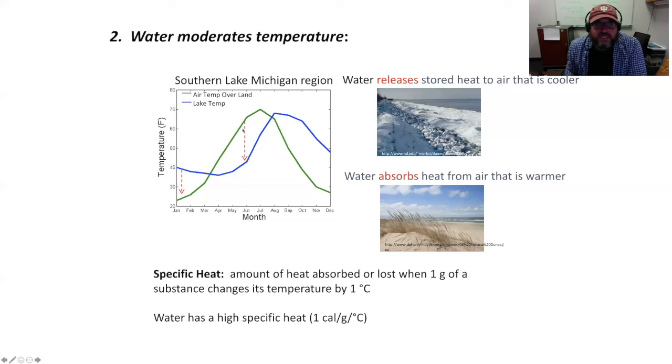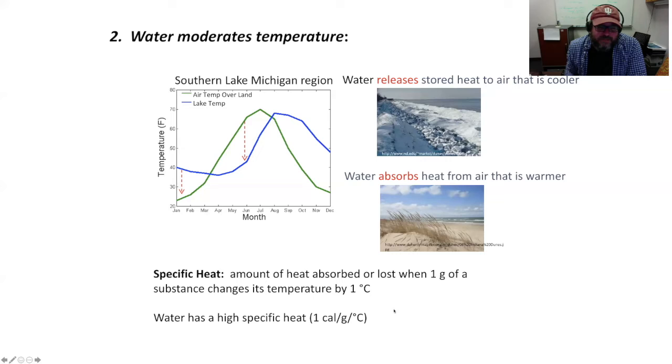And the result is that the air over Lake Michigan is either warmer or colder than places elsewhere in the Midwest where there isn't as much water, because it absorbs heat from air that's warmer and it releases heat into air that's cooler. And this is because of the specific heat of water. So water has a specific heat of 1 calorie per gram per degree Celsius.